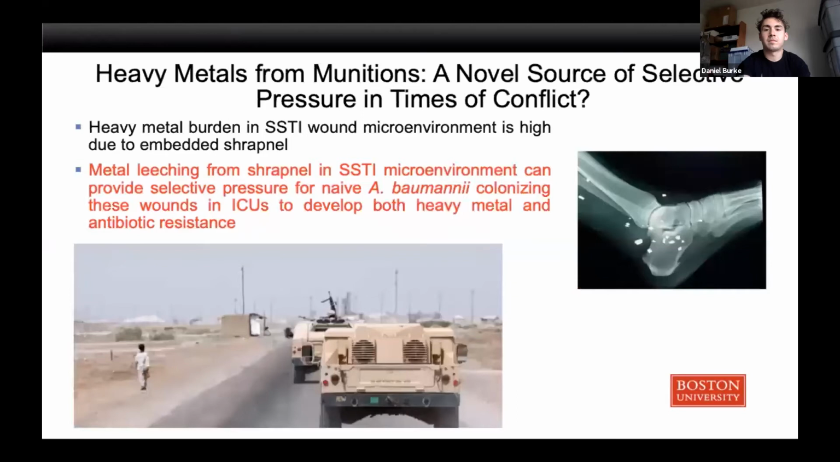And what we hypothesize is that heavy metals present within these skin and soft tissue injuries from shrapnel and other metal debris that's embedded in the wound can provide a selective pressure for baumannii to not only develop resistance to heavy metals, but also antibiotic resistance as well.